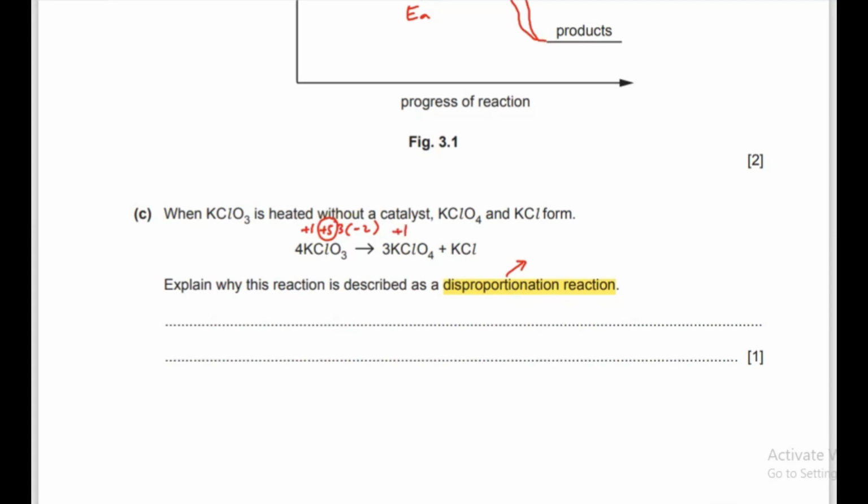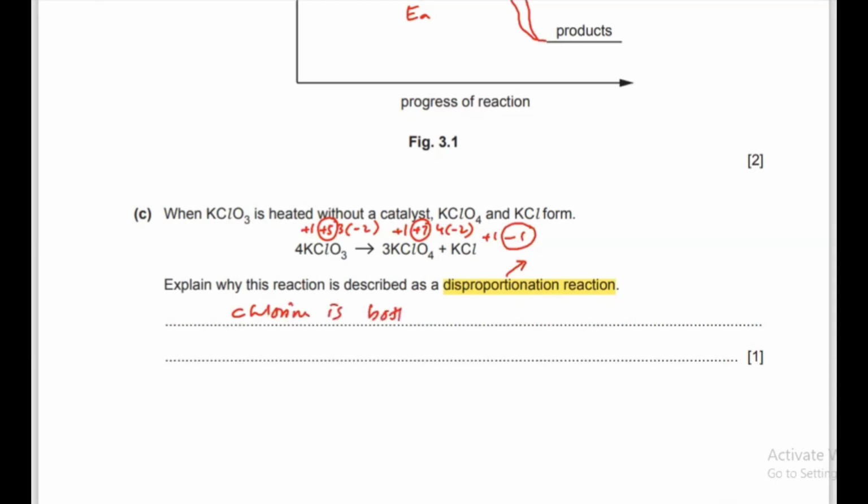Then here we have the +1. Then 4 times -2, -2 being the oxidation state of oxygen, so -8. Then +1, -8 plus 1 is -7, and so +7. And here we have +1, -1. So the oxidation state of potassium is +1 on both sides, oxygen -2 on both sides, but the oxidation state of only chlorine is changing. So we can say that chlorine is both oxidized and reduced.